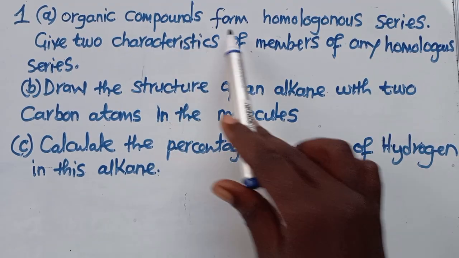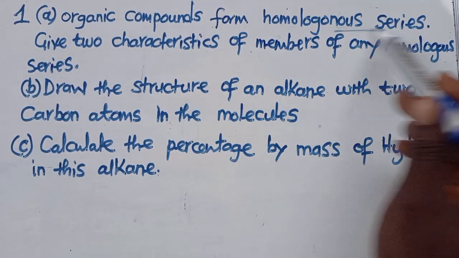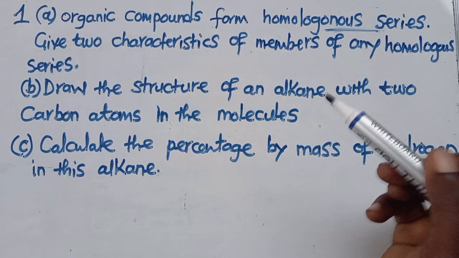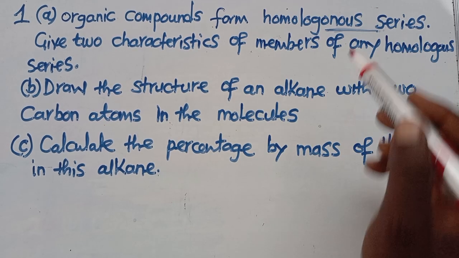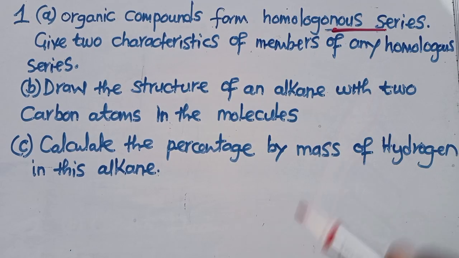Organic compounds form homologous series. So homologous series: any compound that you are going to encounter in this particular study belongs to a series that we call the homologous series, where we have families like alkanes, alkenes, alkanols, carboxylics. All those belong to a certain homologous series. Those are families that belong to this particular series.